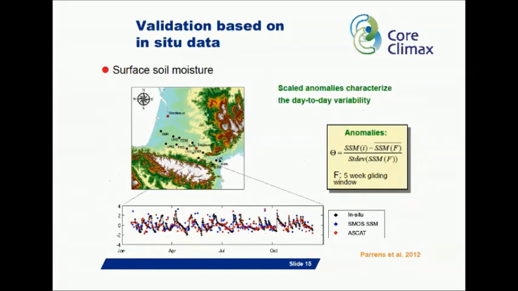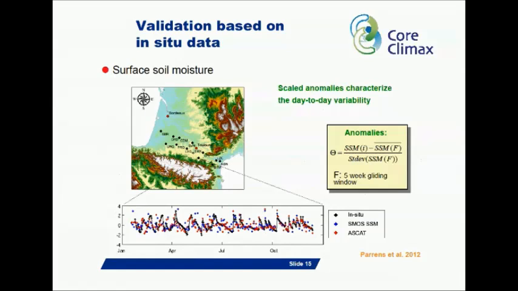But to some extent, getting the seasonal cycle right in a satellite product is something rather trivial. And also, getting the seasonal cycle right is not proof that your satellite product is really related to the physics of soil moisture. So what we need to check is that the day-to-day variability of surface soil moisture, which is related to the precipitation regime, but also to soil evaporation, is consistent.